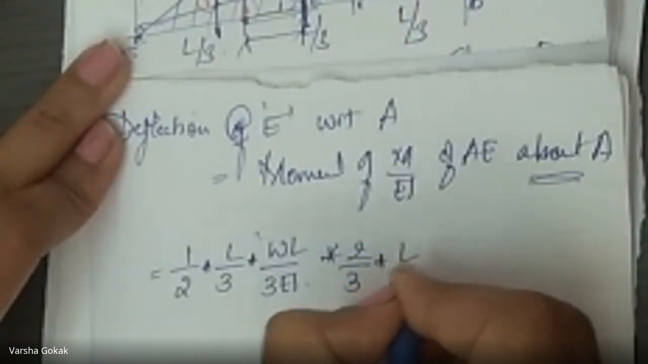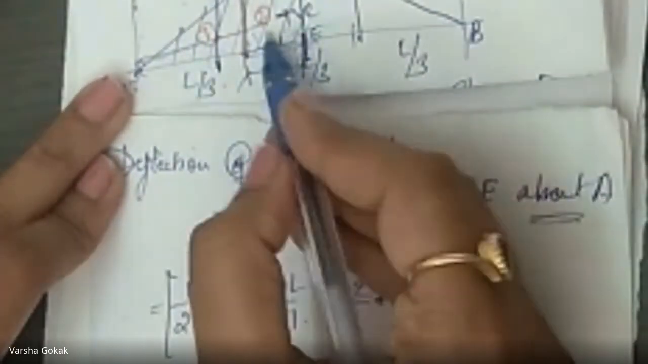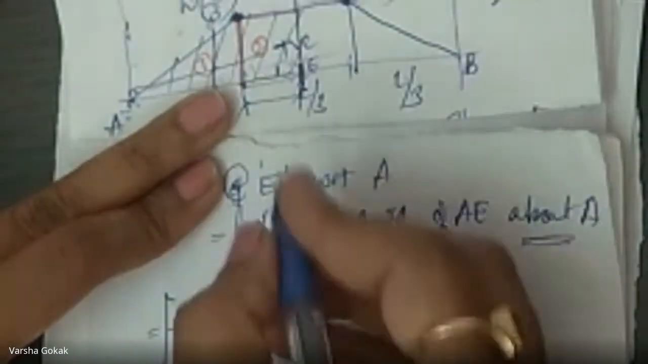2/3 of L by 3. Clear? This distance is for the triangle. Plus, I have to do it for this rectangle now. Area of the rectangle is what? Half of L by 3 is this distance, and this height is WL by 3 EI.